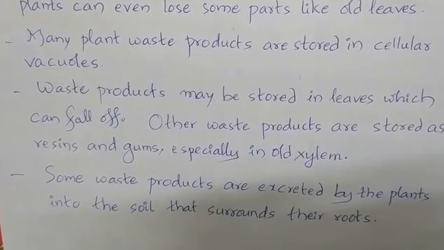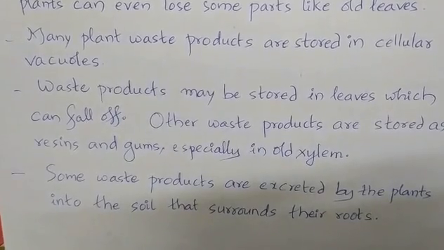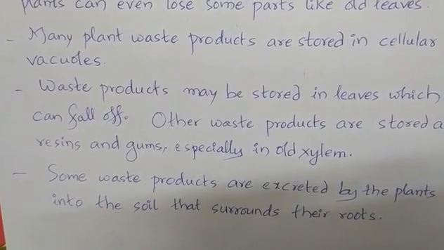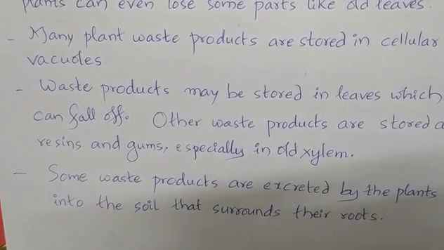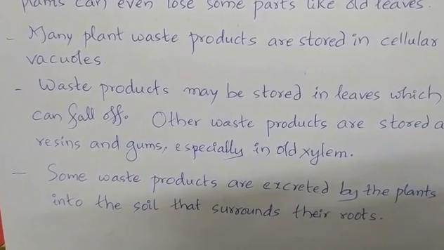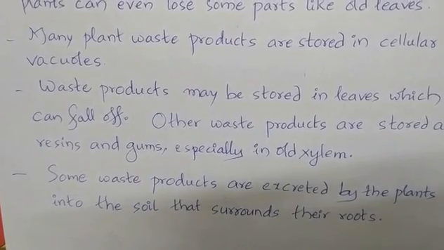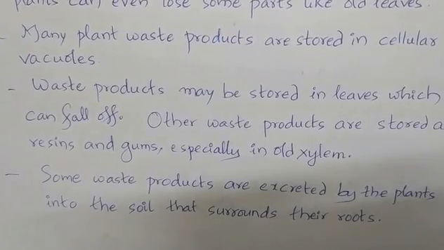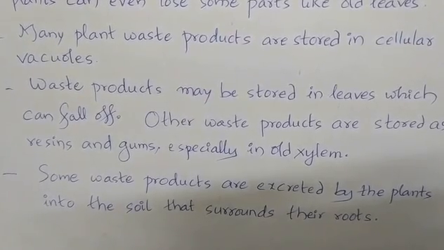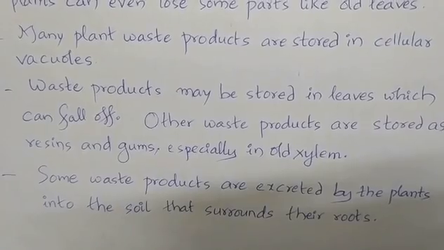Some waste products are excreted by the plants into the soil that surrounds their roots. Plants have a soil-contacting area, that is roots. So many waste products are excreted by the plants into the soil that surrounds their roots.